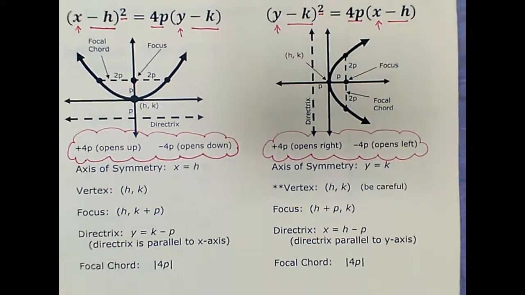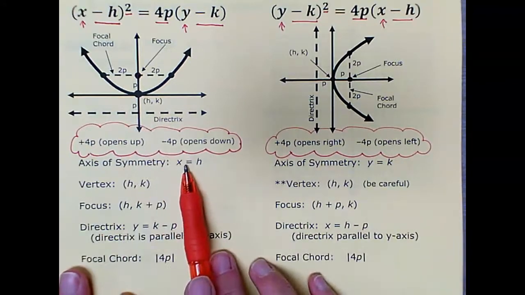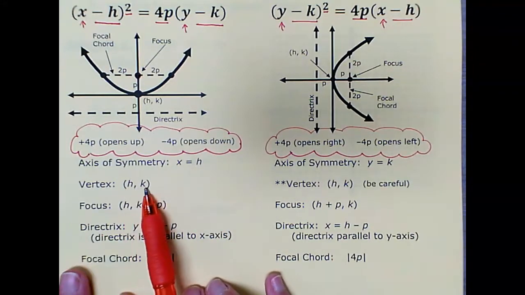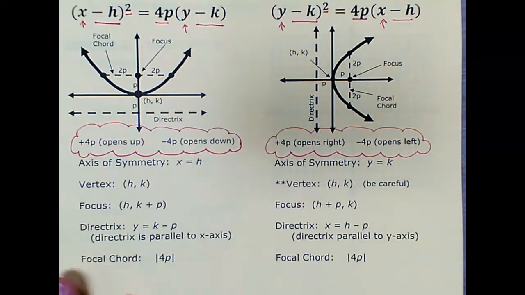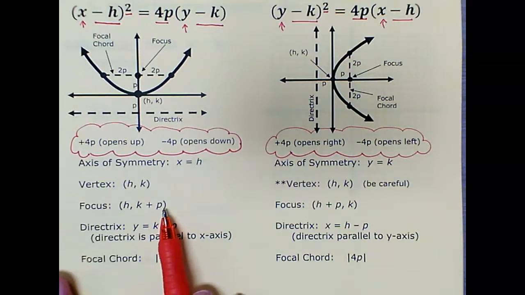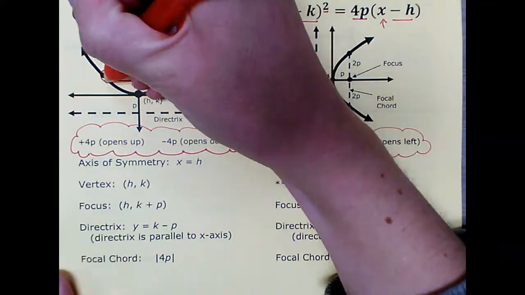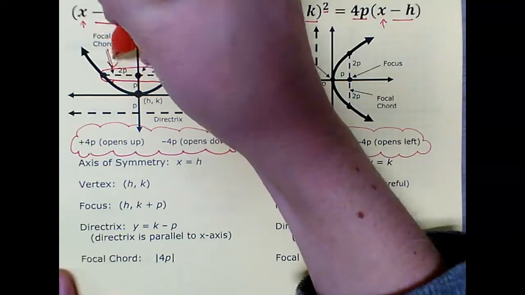So the axis of symmetry here will be x equals whatever the x value of the vertex is. Remember that the vertex is h comma k. That can be located here and here. It gives us a way to calculate the ordered pair for the focus and the equation of the line for the directrix. It also gives us something called the focal chord, and the focal chord is a line segment that stretches from one side of the parabola to the other, and it goes through the focus. So this right here, this is the focal chord.